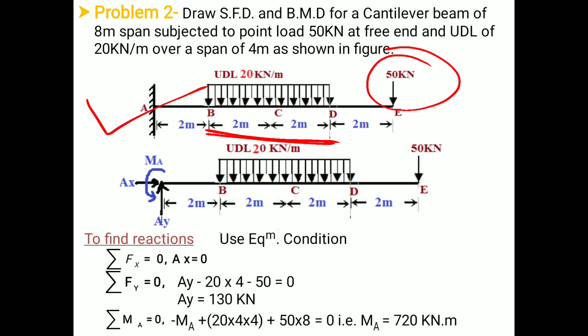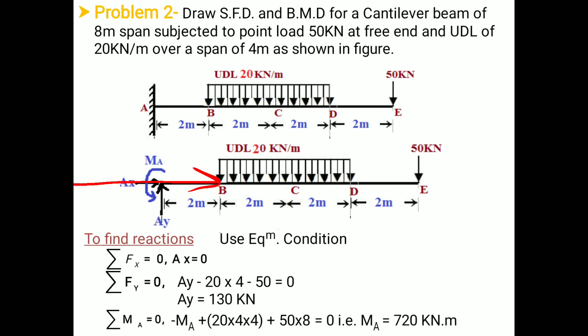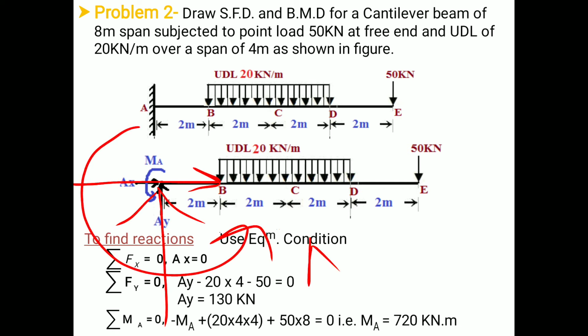So while solving numerical for the cantilever beam, we have to consider three reaction components, that is Ax acting along X direction, Ay acting along Y direction, and the moment at A acting in anti-clockwise direction, that is MA. So we are going to find out all those reactions by using equilibrium condition.